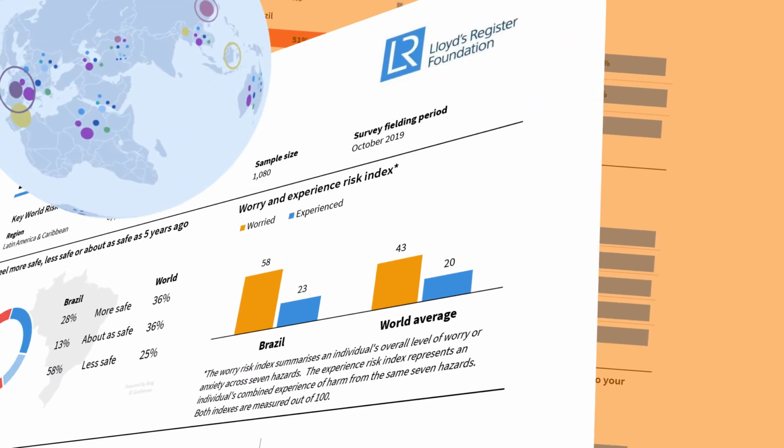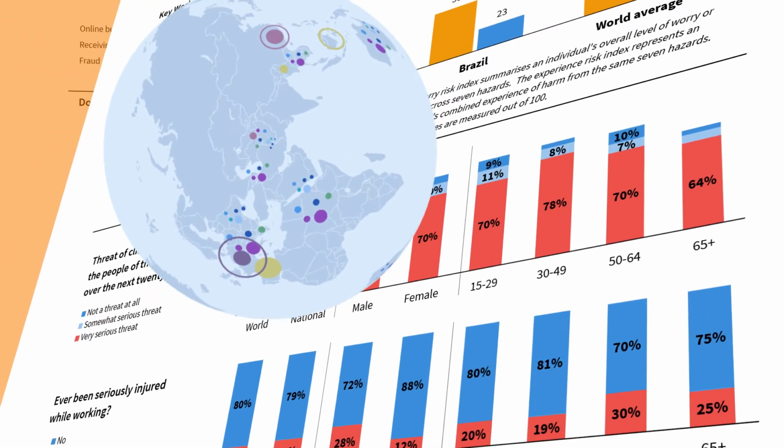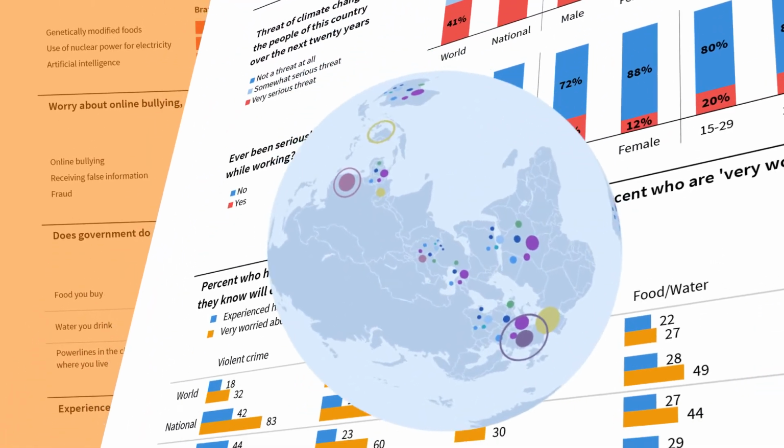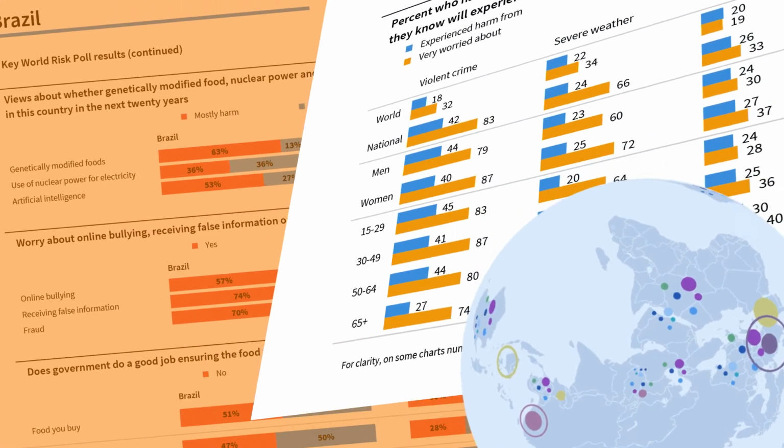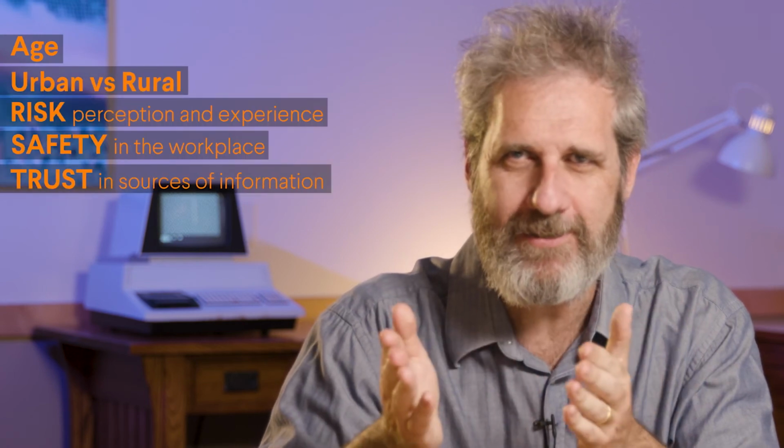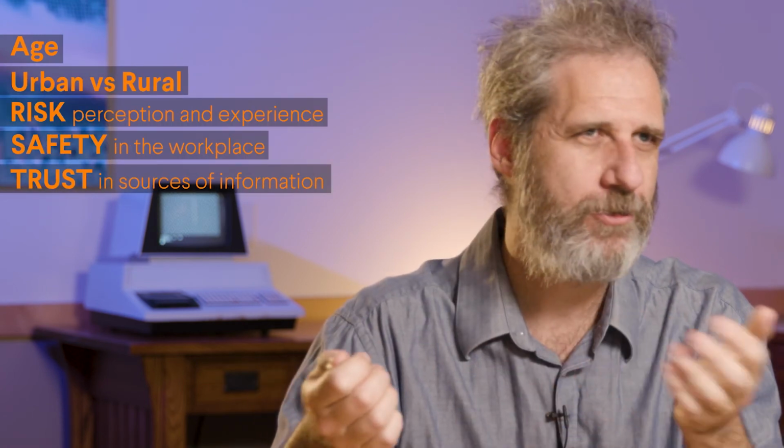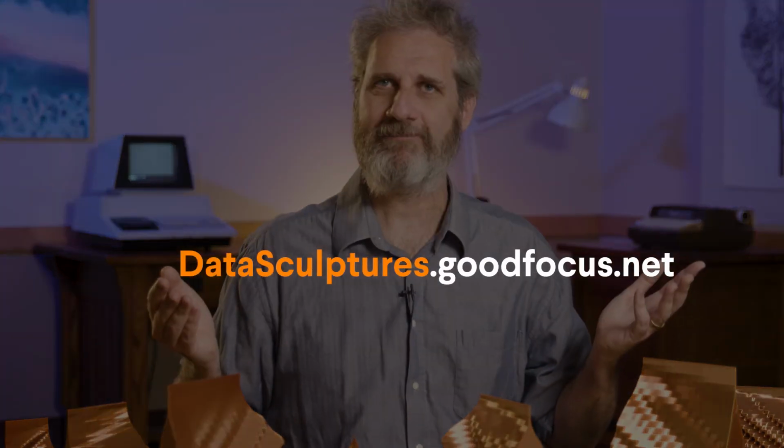And what about trust? Visualization of data is important to build trust, but data on trust itself is even more important. Thankfully, we have data from the Lloyd's Register Foundation World Risk Poll. So much texture about nations and cities, sex and youth, trust and risk. Learn and see more by visiting this website.